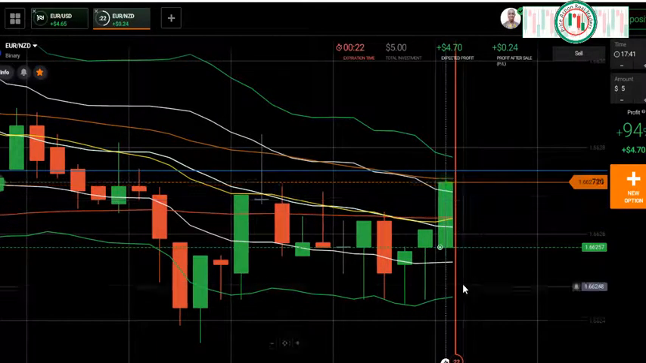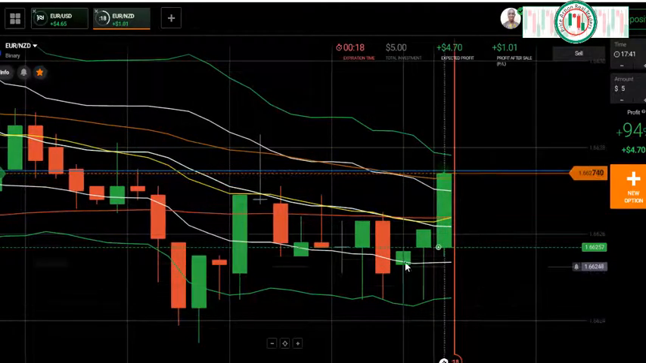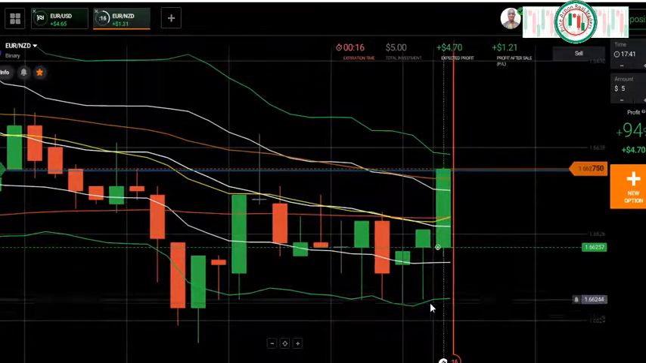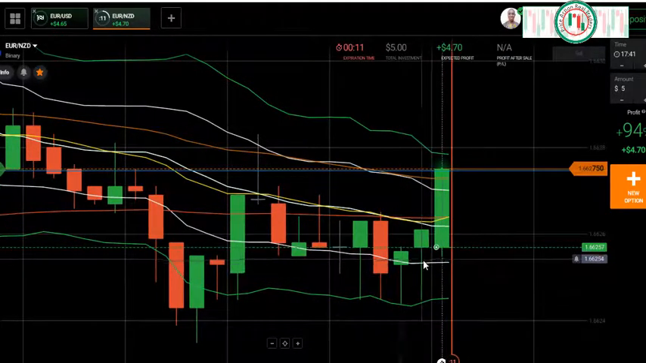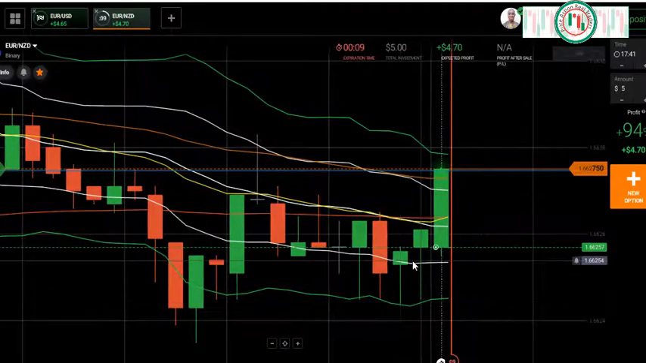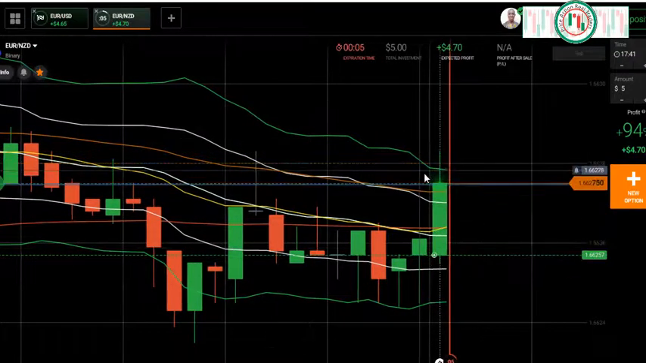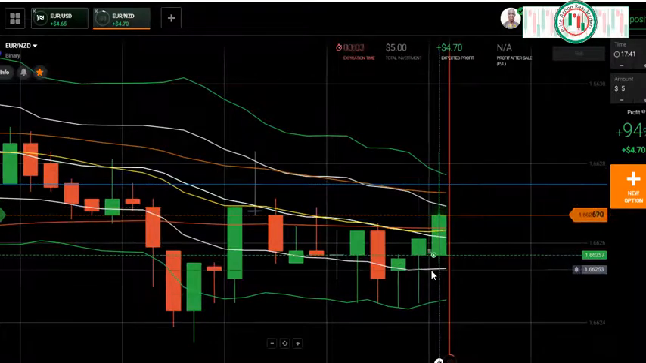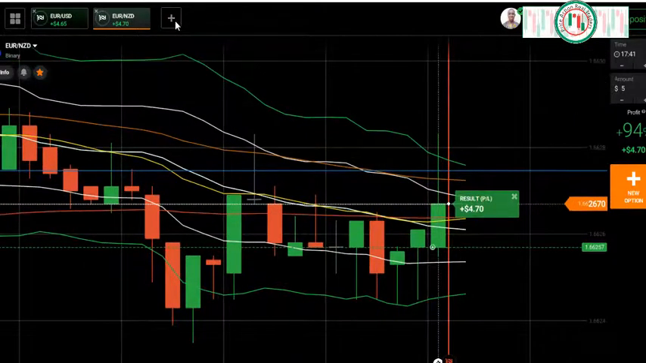See, strong buyers entry, because anytime you see rejection from the lower Bollinger, 2 deviation or 1 deviation, the next candle will be green. You see here is rejection from the upper.